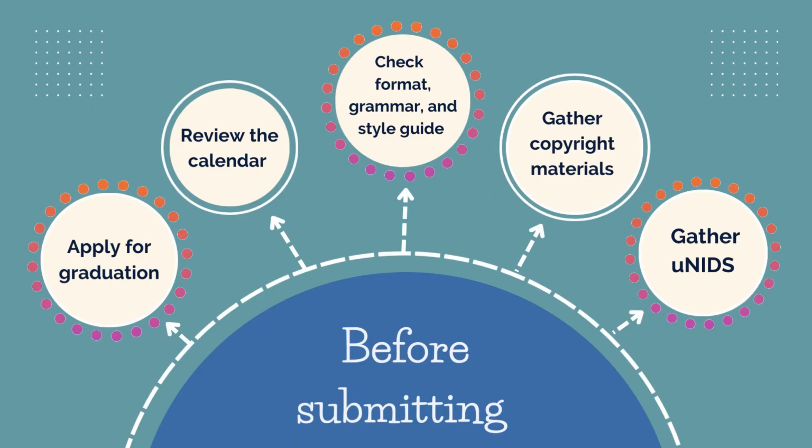Before submitting your defended manuscript for format approval and graduation, make sure you have completed these steps: apply for graduation, reviewed the calendar and target dates on our website, checked the formatting, grammar, and style guide adherence, gathered any copyright materials needed, such as publisher permissions to reprint an article or use a published figure, and collected the units of your committee members and department chair.